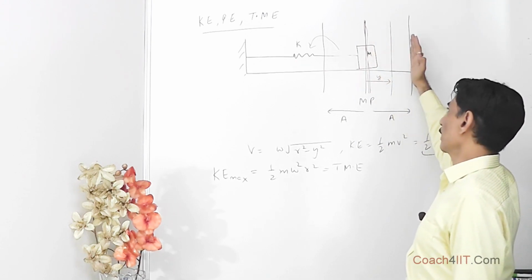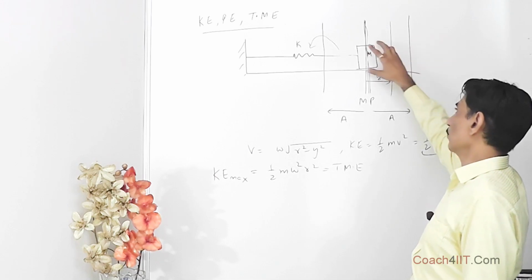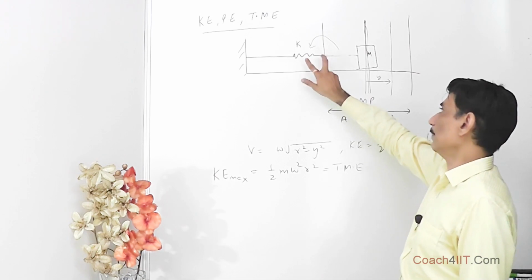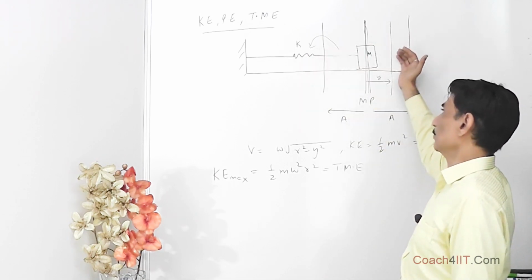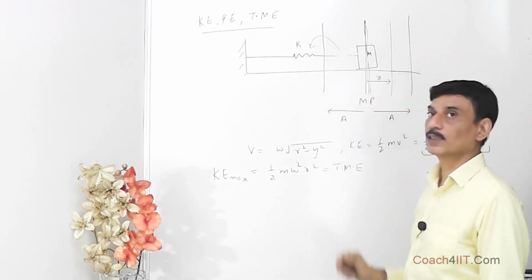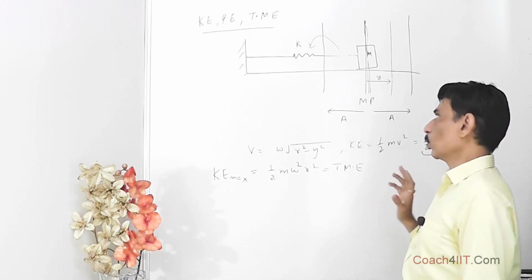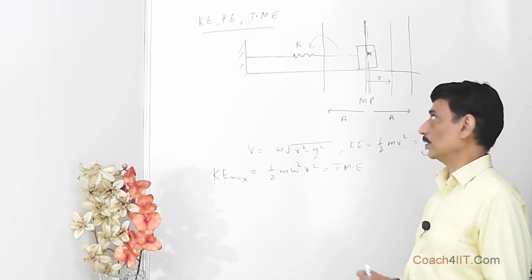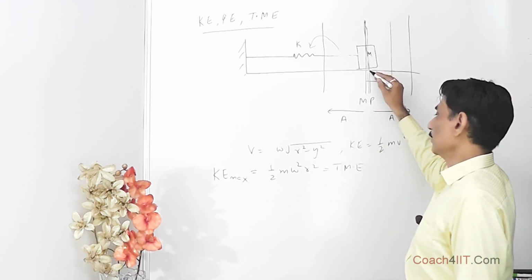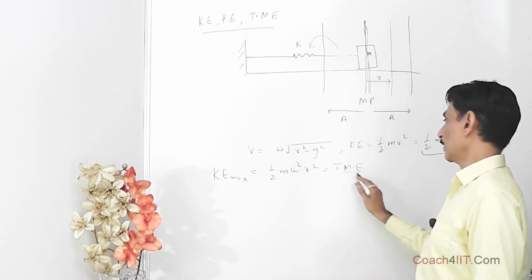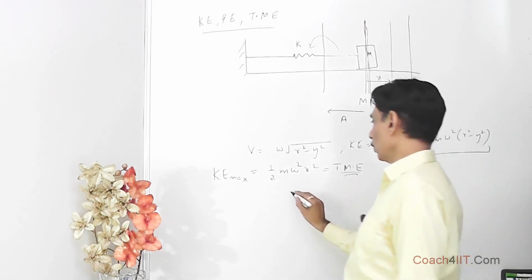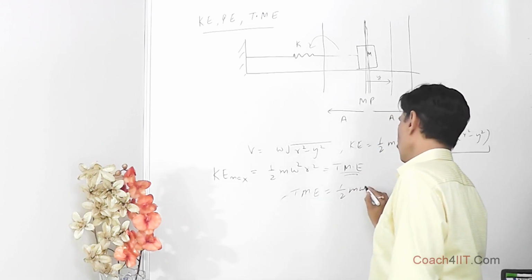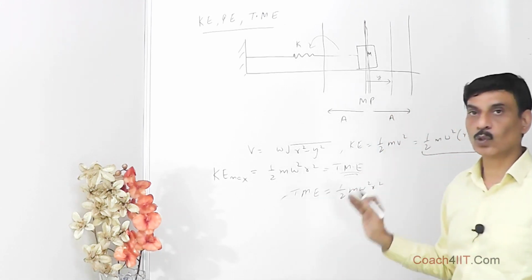When it comes over here at the extreme, once again its velocity is equal to 0, that is, kinetic energy is equal to 0, and the stretch in the spring is maximum, that is, all the kinetic energy has been converted into the potential energy of this spring, whereas the total potential energy plus kinetic energy of this system will remain constant. At the mean position, the kinetic energy is maximum, so that also represents total mechanical energy. So at any given moment, the total mechanical energy is going to be half m omega square r square. This is the total mechanical energy.